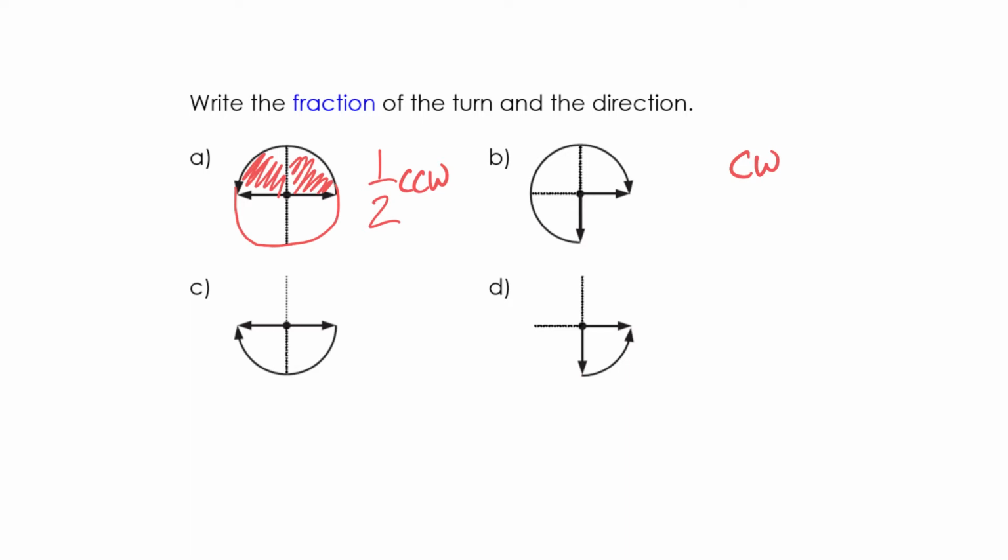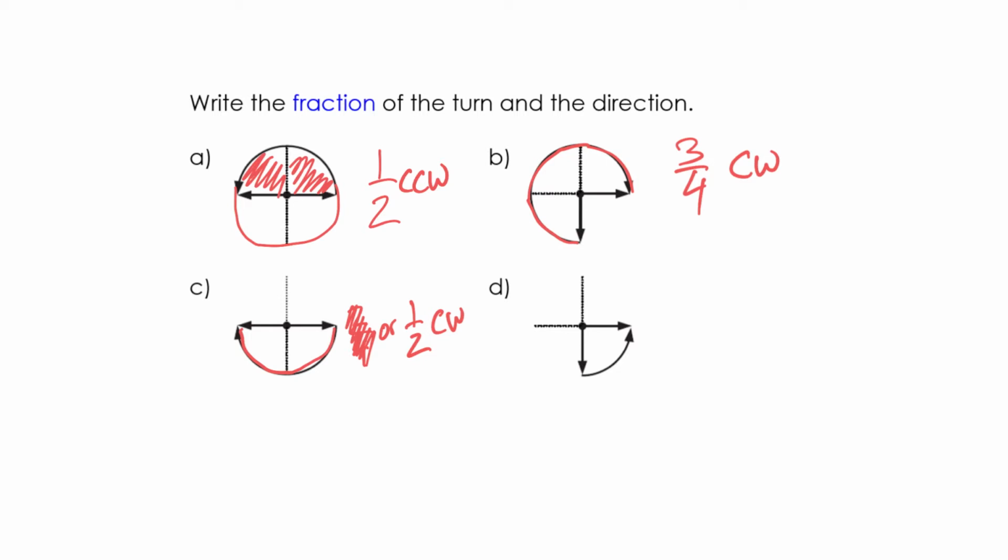And how much of this turn have we made here? It's 1, 2, 3. So 3/4 counterclockwise. Same here. We got 1, 2. So that's 2/4 or 1/2. They're equivalent. And the direction is the way that the clock goes, so it would be a half turn clockwise. We don't use 2/4 when we do this. We just stick with the half.